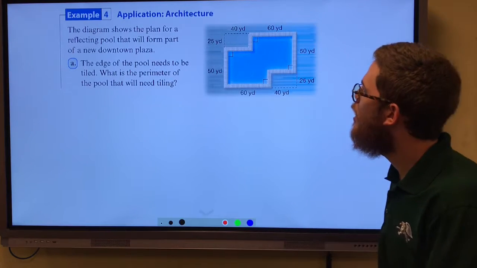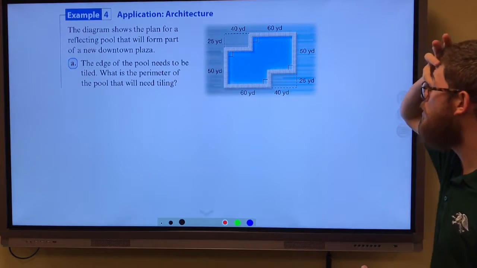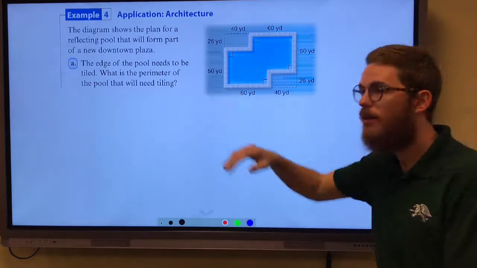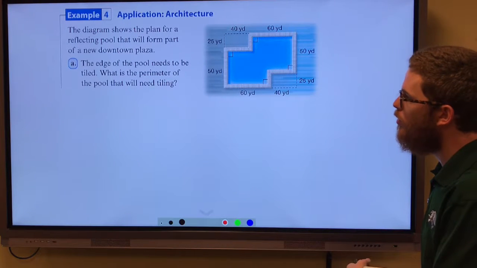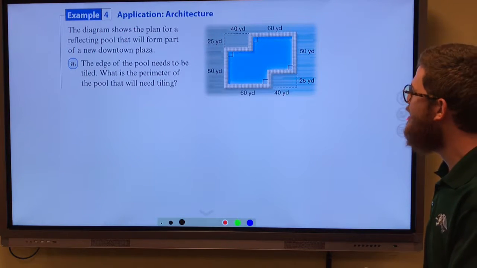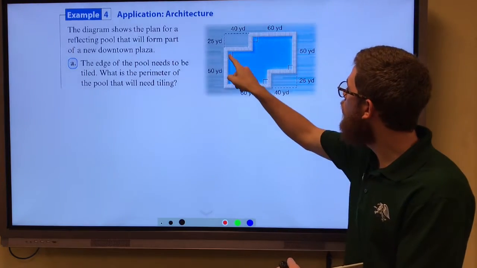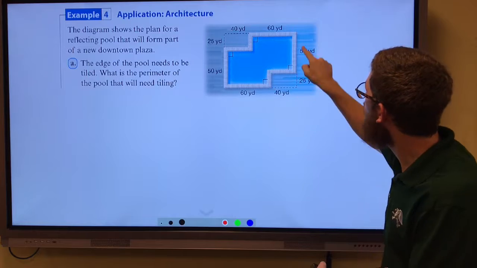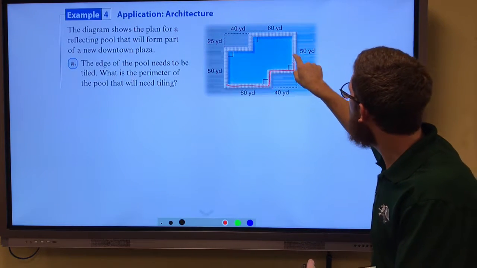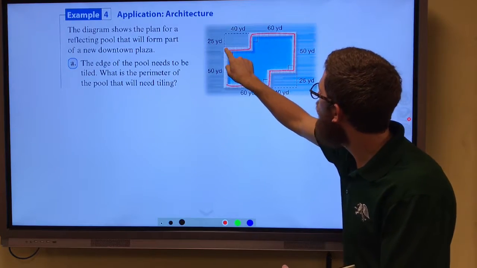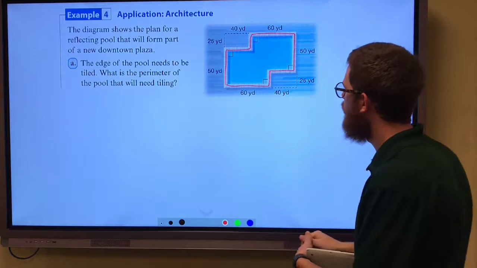Finally here, we've got plans for this pool. It's going to form part of our new downtown plaza. The edge of the pool needs to be tiled. What is the perimeter of the pool that will need tiling? Well, if we want to find the perimeter of the pool, we don't want to go all the way on the outside. We just want to go the perimeter of the pool. Don't worry about the dash lines. We want to find what they're asking for.